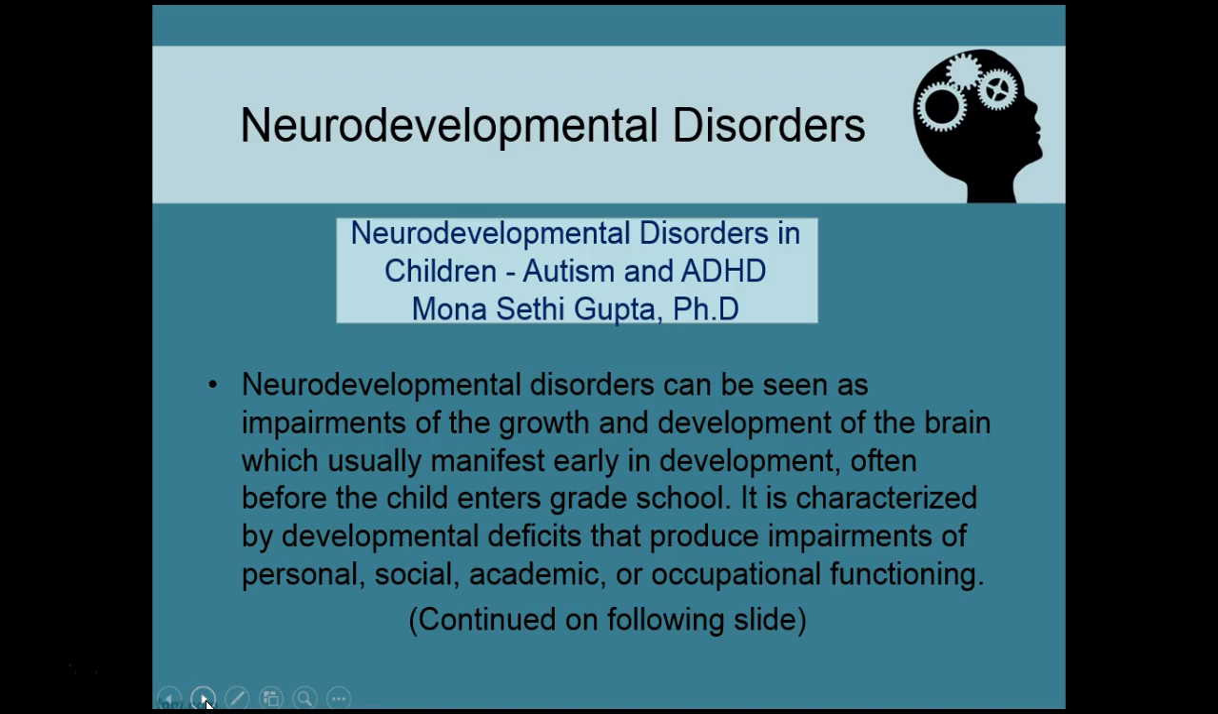Neurodevelopmental disorders can be seen as an occurrence in the growth and development of the brain, which usually manifests early in development, often before the child enters grade school. It is characterized by developmental deficits that produce impairments of personal, social, academic, and occupational functioning.